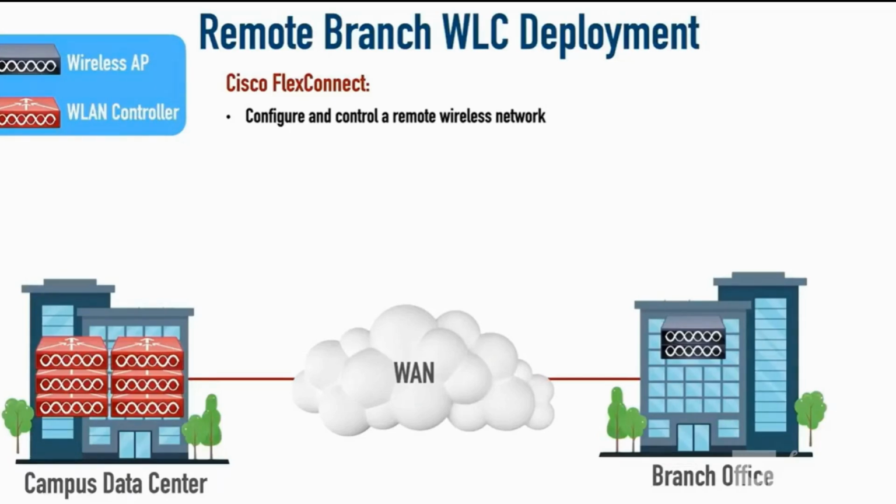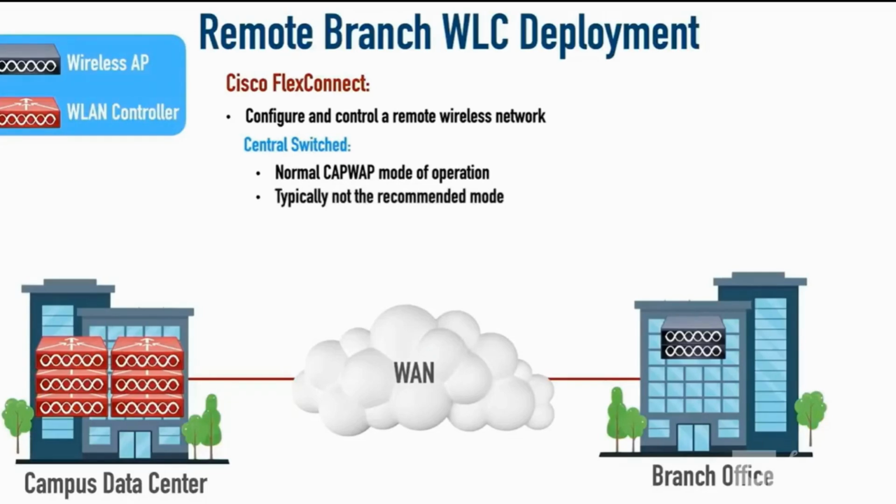And there are a couple of ways that we could do this. One, which is probably not recommended in this instance, is central switched. This is going to operate as we would traditionally operate in an enterprise environment, where all of our wireless traffic goes back to the wireless LAN controller, but that's going to require that we span the WAN and take up WAN bandwidth when really the traffic needs to stay local to the branch office. And as a result, this is typically not the recommended mode of operation for a situation like this.